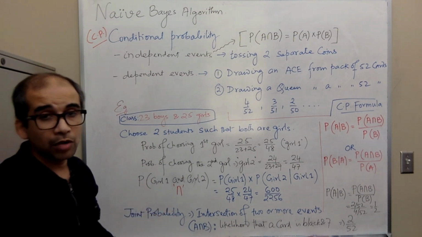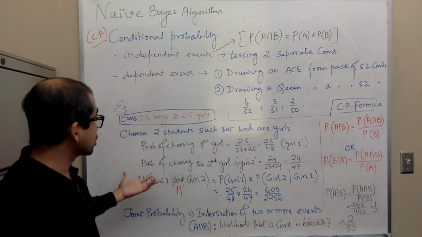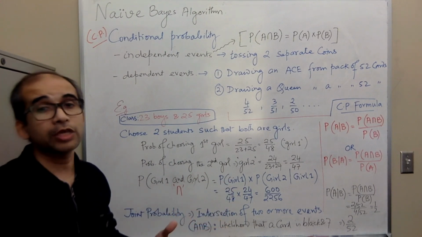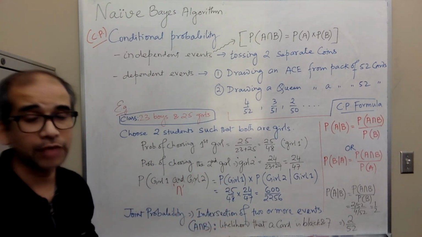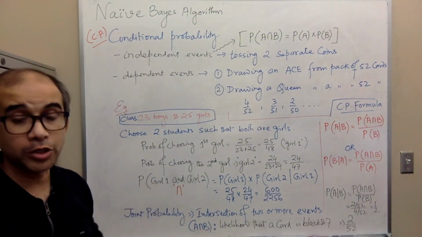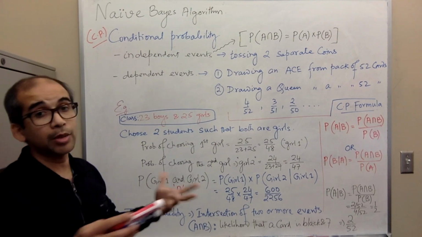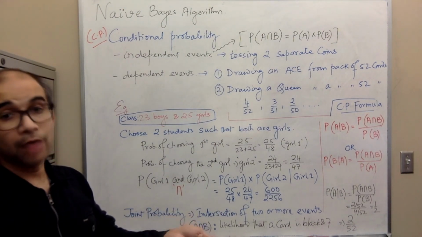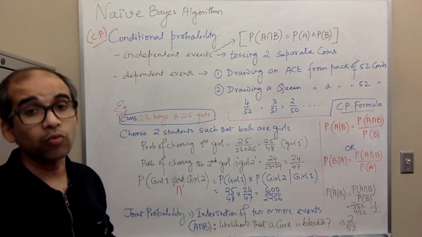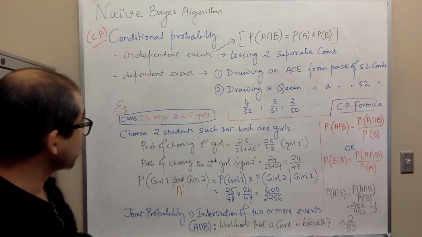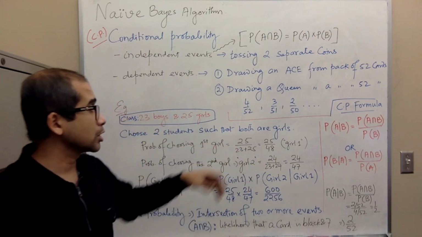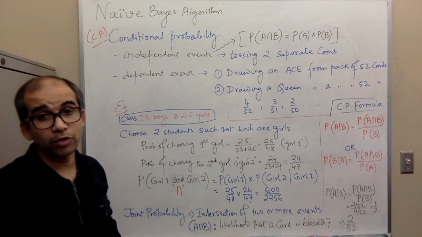Because the probability of choosing the first girl, or girl 1, is 25 divided by the total number of students, which is 23 plus 25, so 25 divided by 48 for girl 1. Now the probability of choosing girl 2 will change depending on the outcome of choosing the first girl, because you have chosen a girl, taken her out of the pool, and you have not replaced her. So now there is 1 less girl and 1 less student. There are 24 girls, 23 boys, and total 47. So for girl 2 the probability is 24 divided by 47.